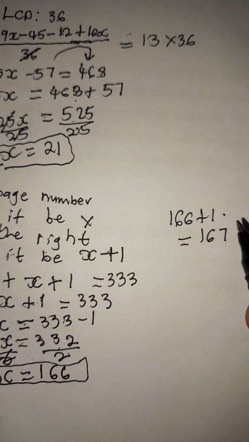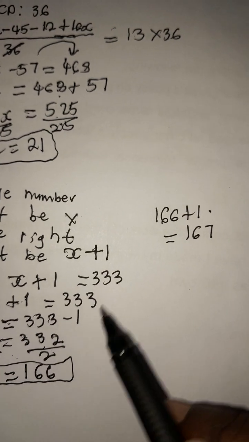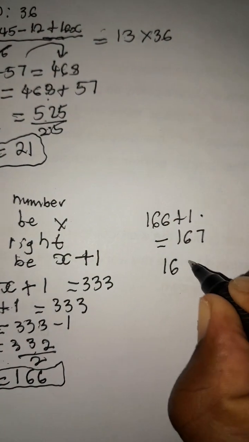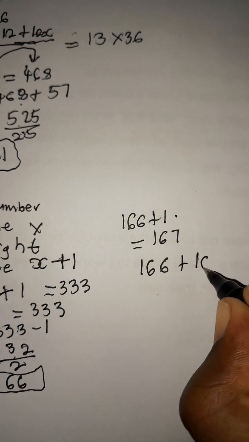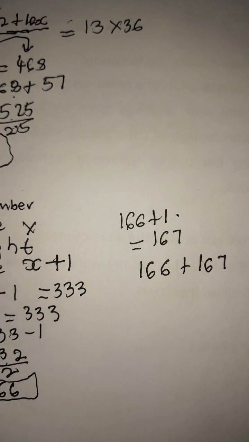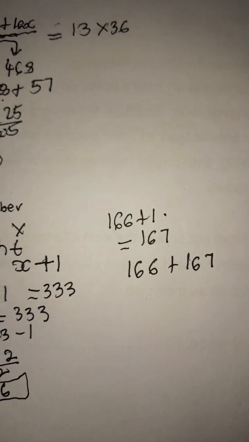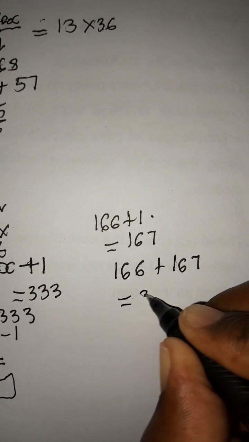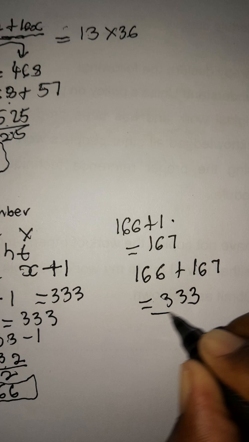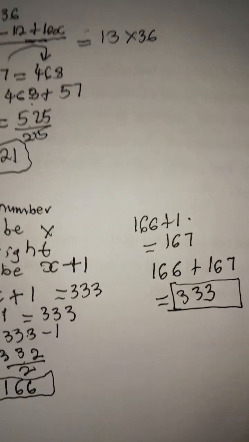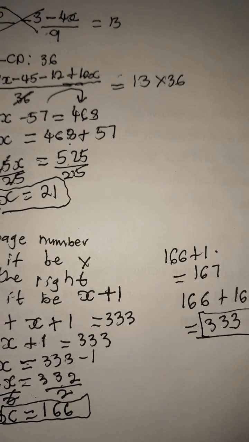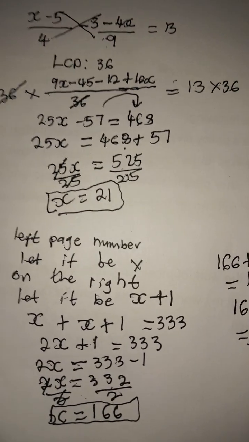So to know whether we are right or wrong, we'll need to add these two so that we can find the sum. So 166 plus 167, what is that? That will give you 333. So she is right. So that's how you are going to solve such.